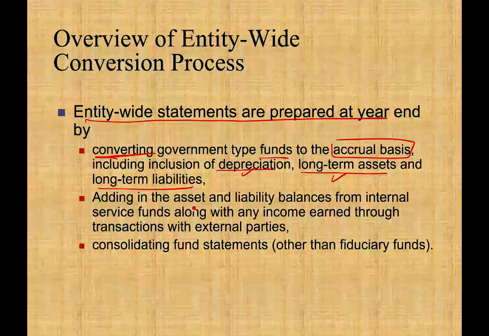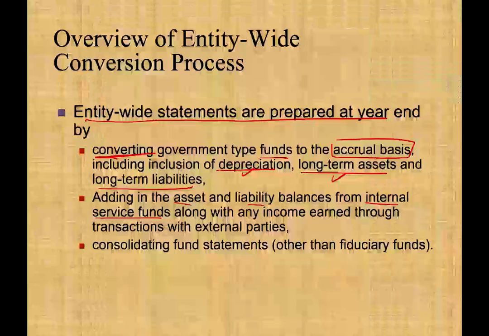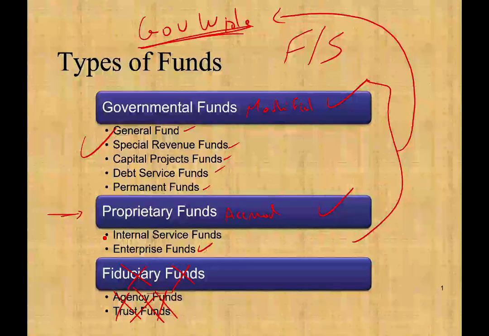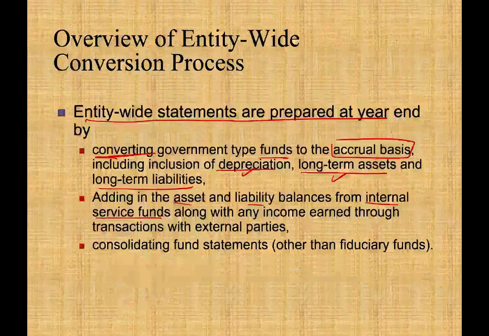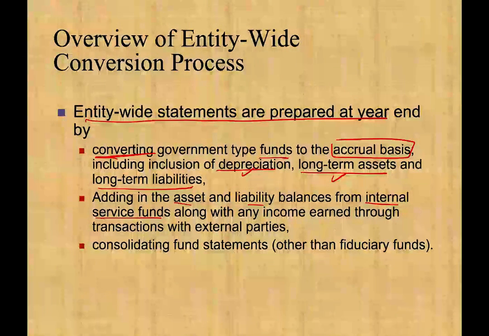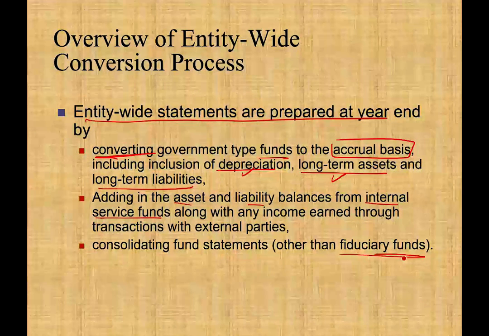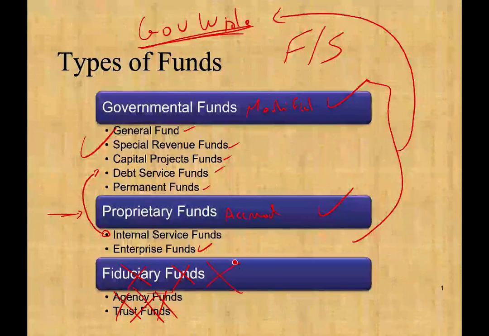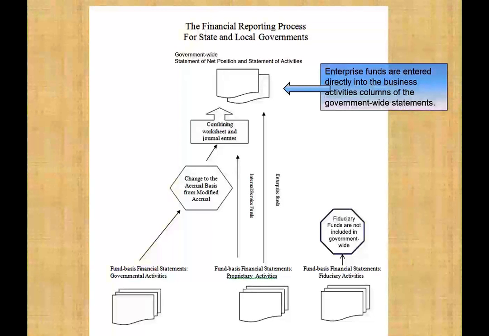We're going to add assets and liabilities from the internal service fund. You're going to see it's included with the governmental funds, and you're going to see why. It's included with those because it basically serves the government, therefore it's a governmental activity. And we're going to consolidate fund statements other than fiduciary funds. Notice once again, we don't consolidate those. So this is the overall idea, and this is a picture of what we're going to be doing.